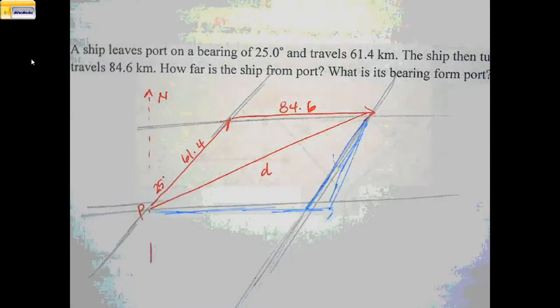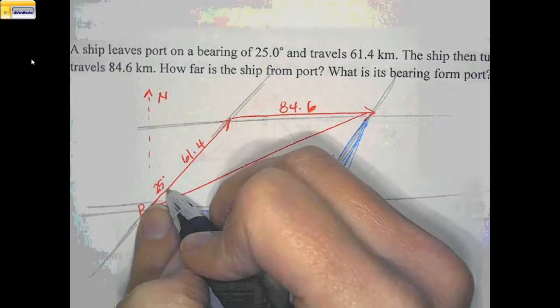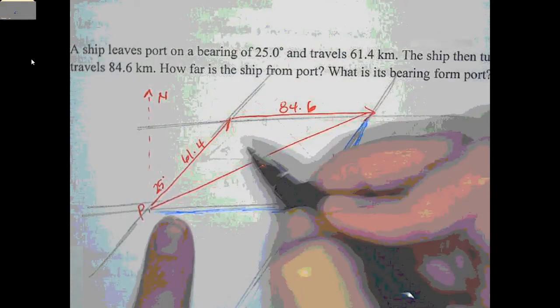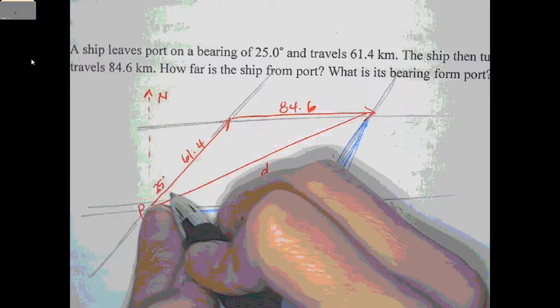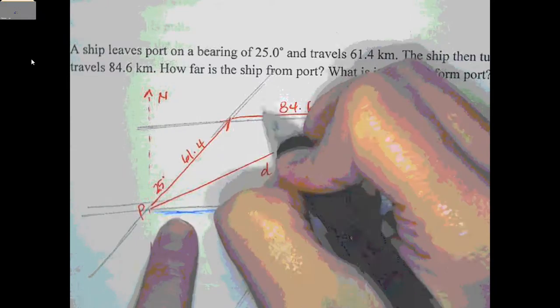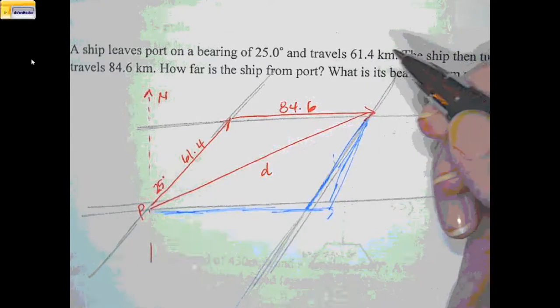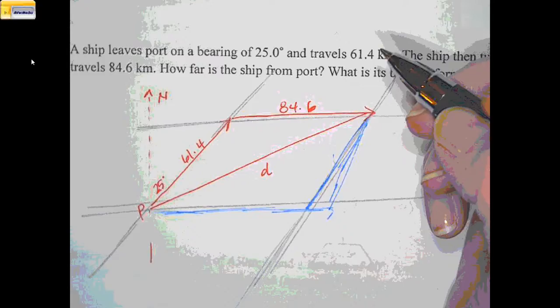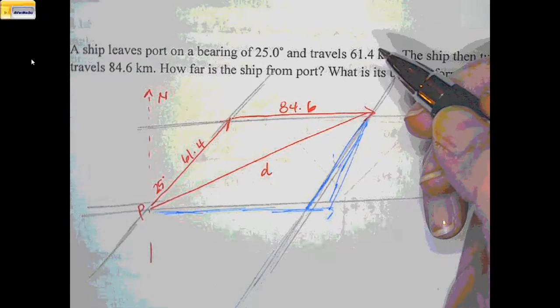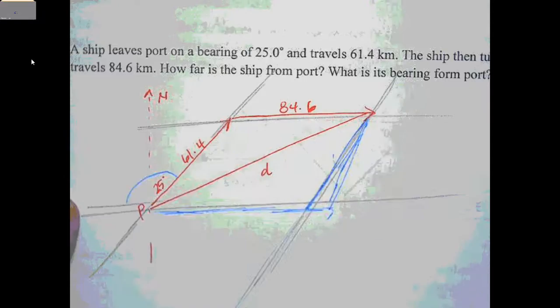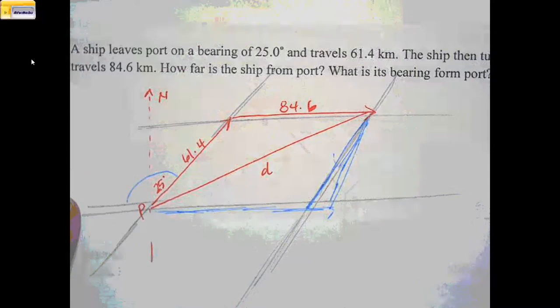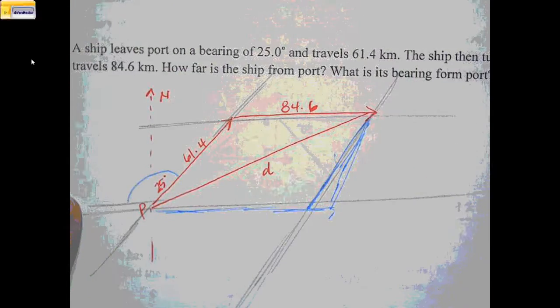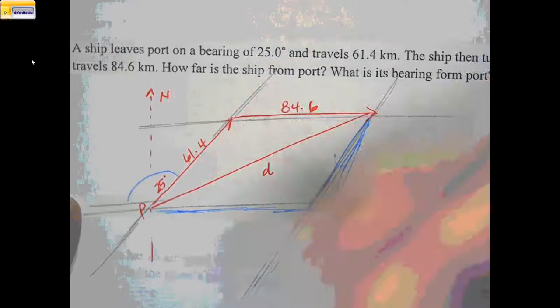And we look at our angles. We've got 25 here, so can we get this one? How are we going to get this? Don't we actually know this whole angle right here? Isn't that 90 degrees plus 25? What's 90 plus 25? 115? So this one is 115.